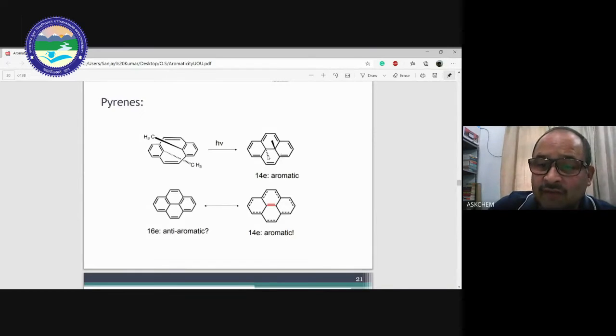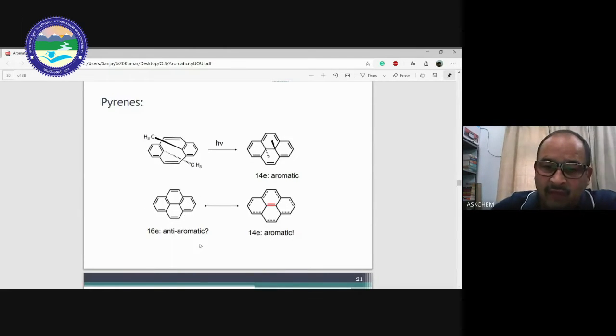So it gives rise to one going up and one coming down. And this 14 electron system becomes aromatic. This compound, the 2,4 dimethyl pyrene that is being formed, is aromatic. Now in this case, the next molecule, here we have 16 pi electrons, that is 3 plus 3, 6, and 7 and 8, that is 16 electrons are there.